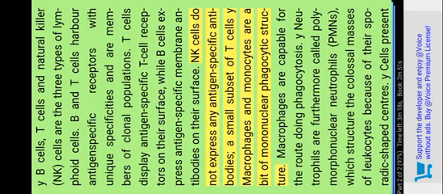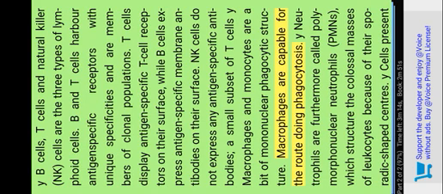Macrophages and monocytes are a part of the mononuclear phagocytic system. Macrophages are capable of phagocytosis. Neutrophils are also called polymorphonuclear neutrophils (PMNs), which form the largest proportion of leukocytes because of their irregularly shaped nuclei.